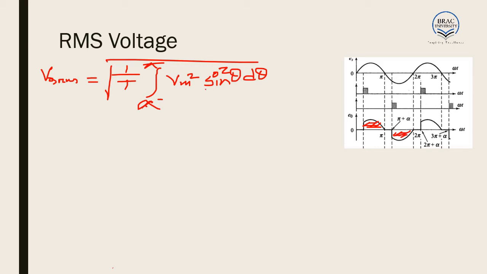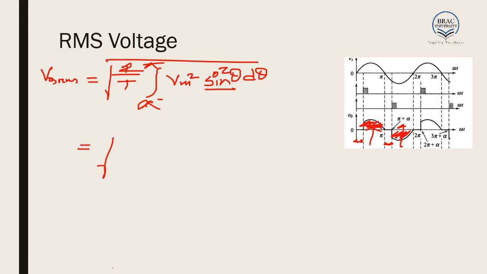But when we are considering sine square theta, both become positive because minus square is plus. So as a result, the sine square of this portion will be equal to the sine square of this portion, only because here and here the firing angles are the same. So we can write this as, for a time period, 2 Vm square sine square theta, because in the positive cycle sine square theta is positive, and in the negative cycle sine square theta is also positive.